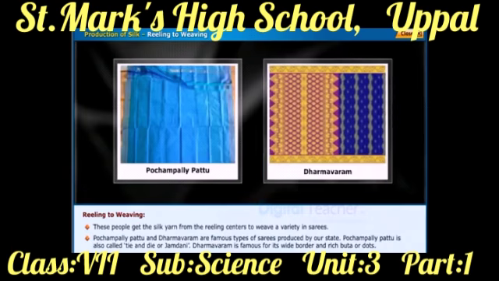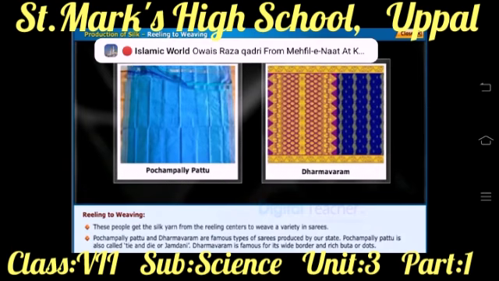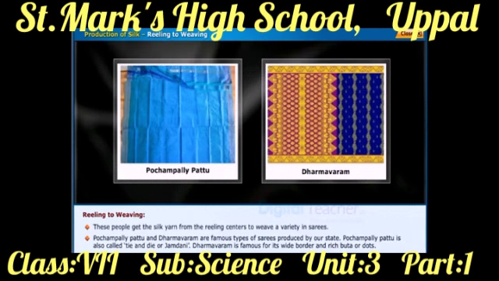Pochampalli Pattu and Dharmavaram are famous types of saris produced by our state. Pochampalli Pattu is also called tie and dye or jamdani. Dharmavaram is famous for its wide border and rich butta, or dots.